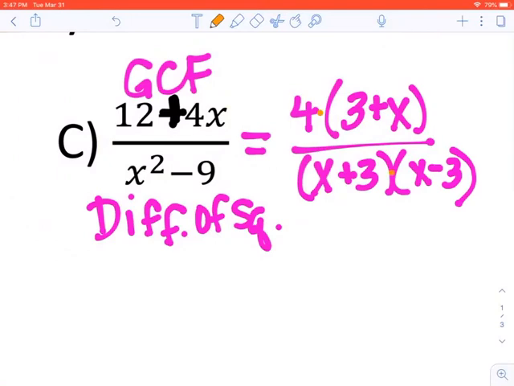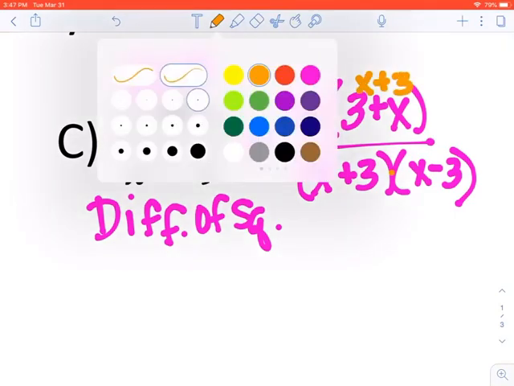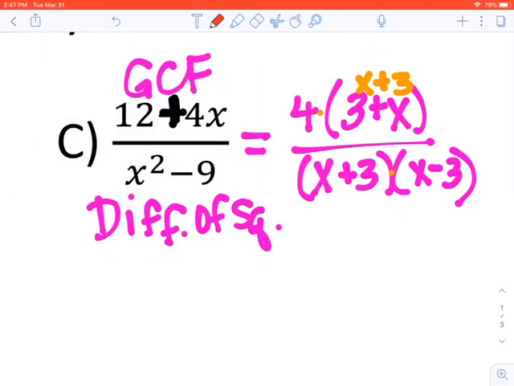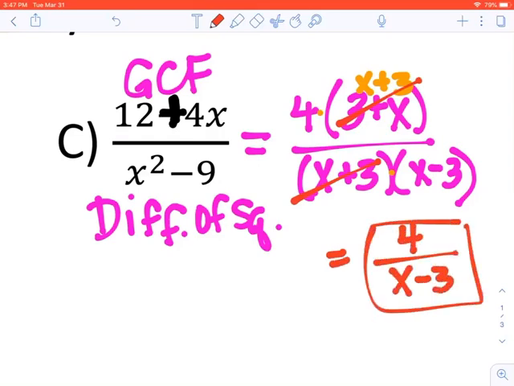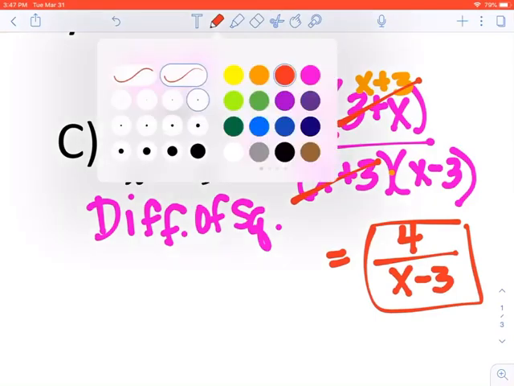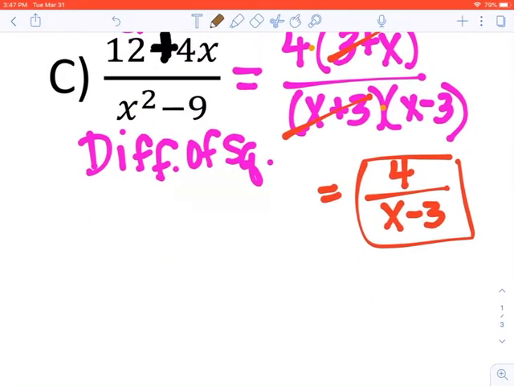times x minus 3. So you can see all these multiplications. That's where it breaks up all your factors, okay? And hopefully you see that 3 plus x is also the same as x plus 3 because addition is commutative, okay? Only addition is, not subtraction. In that x plus 3 can cancel with x plus 3 here. And so you're left with just 4 on top and x minus 3 on the bottom. Okay? And that's it. You were done for that problem.